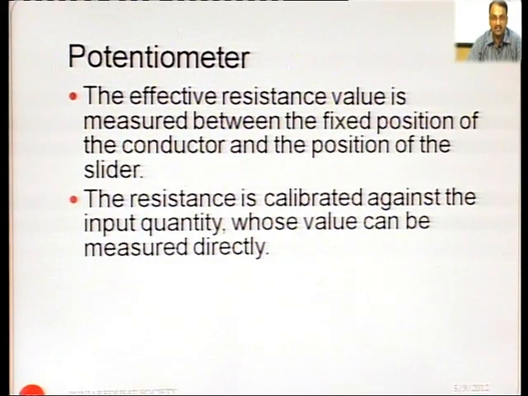The effective resistance value is measured between the fixed position of the conductor and the position of the slider movable contact. This change in resistance is calibrated against the input quantity, whose value can be measured directly. So, the value of the input quantity can be measured by the value of the resistance.